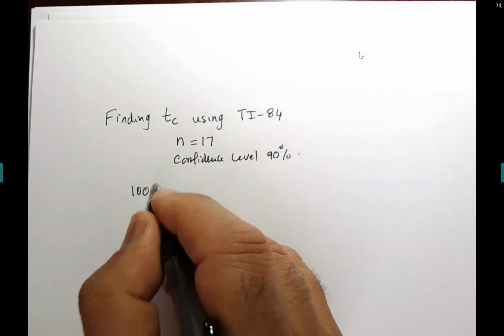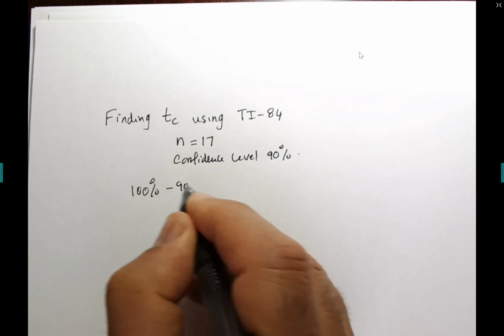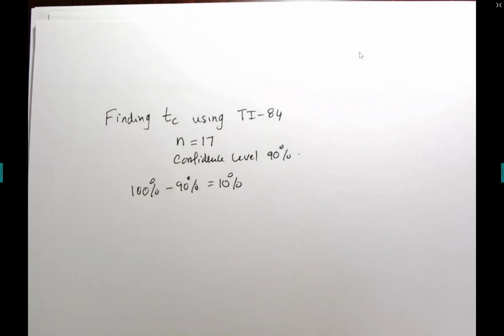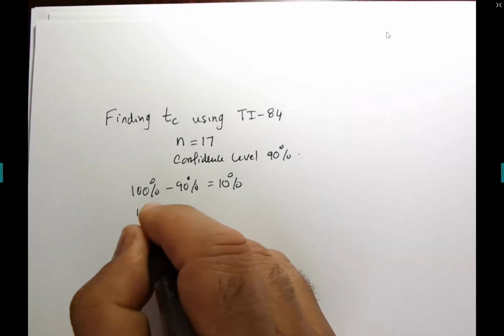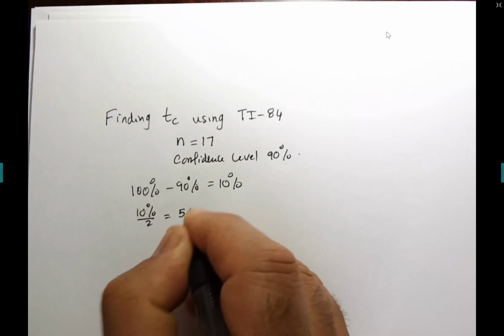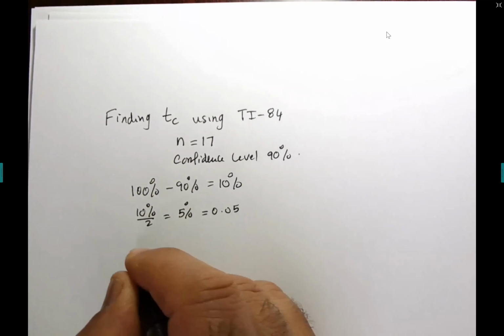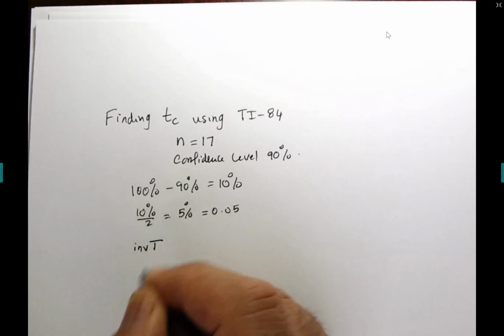We took 100% minus 90%, which is what, 10%. And what did we do with the 10%? Can you remind me what we did with 10%? Divided by 2, I agree. Then change it to a decimal. Okay. Then we're gonna go to a formula called inverse T, guys.